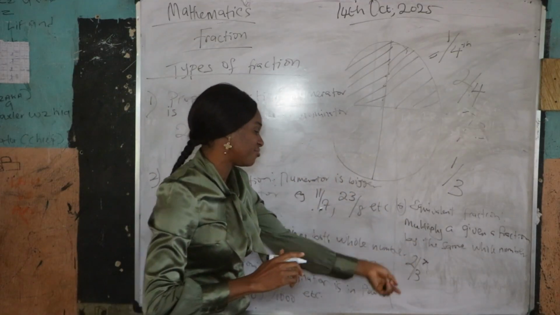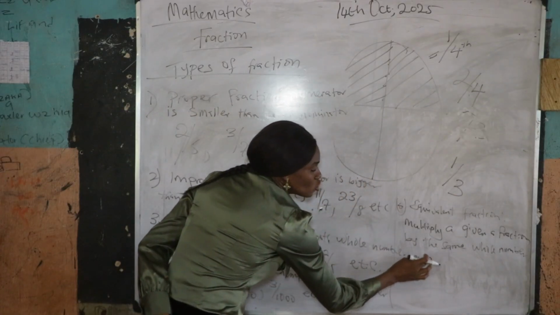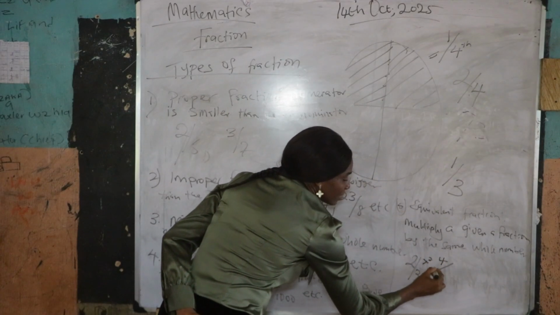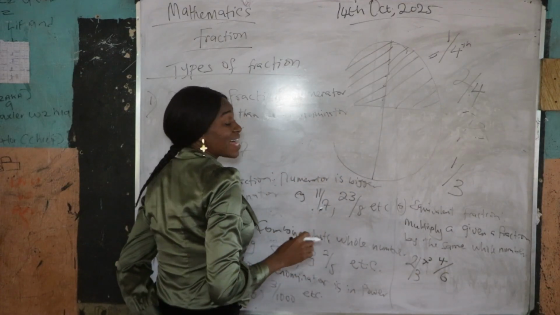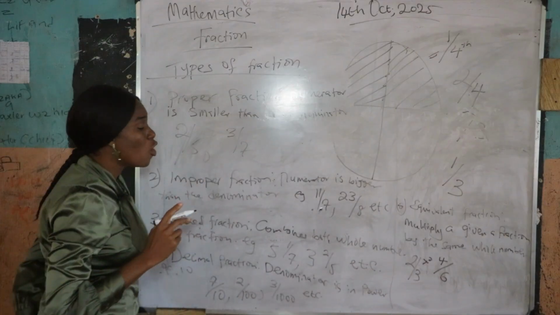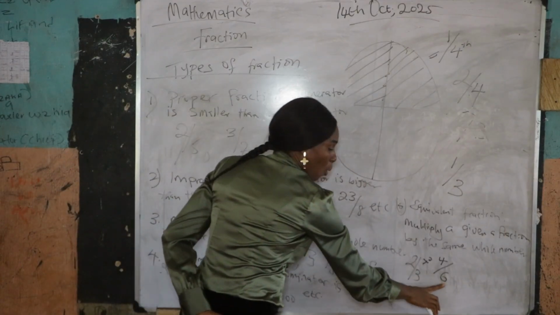So we are looking for equivalent fraction of 2 over 3. Multiply by 2 first. 2 times 2, 4. Then multiply the denominator. 2 times 3, 6. That is the first equivalent fraction of 2 over 3. Remember, you are asked to find the first 2. So you have gotten the first one.